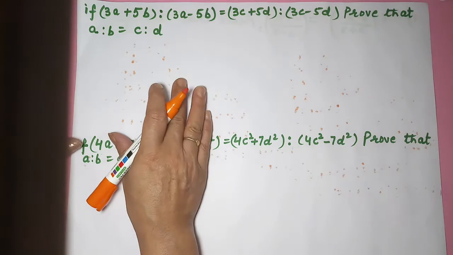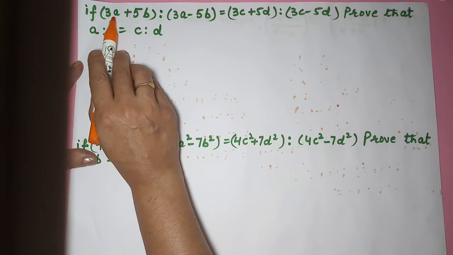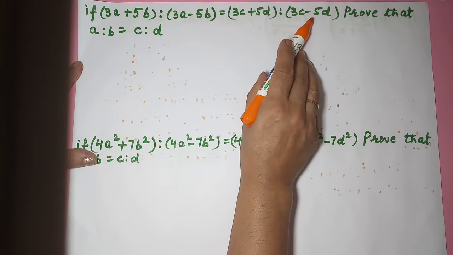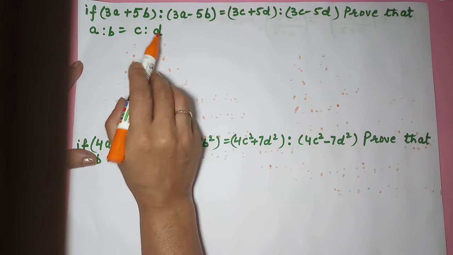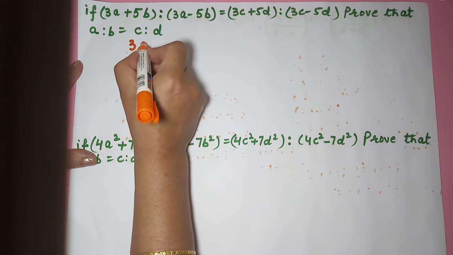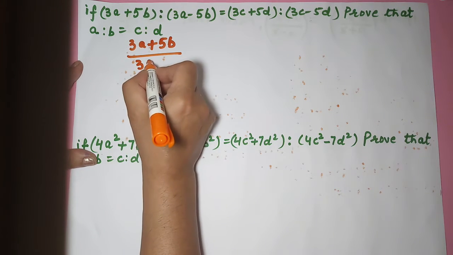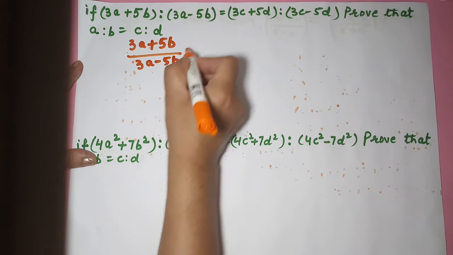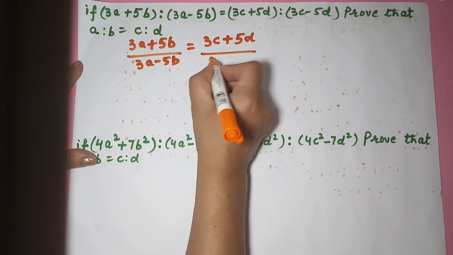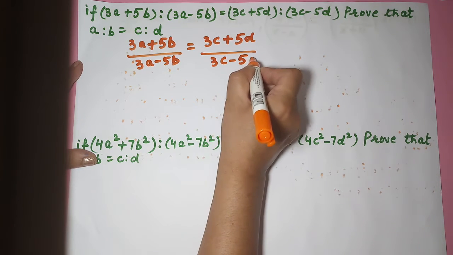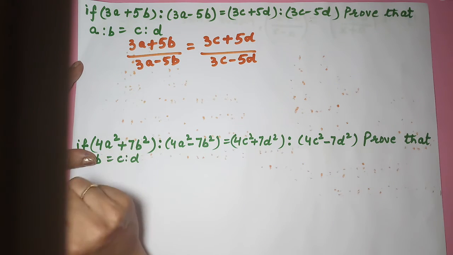Let's try one more question. In this question, we are already given something like this, right? And we have to prove that A is to B is equal to C is to D. Now, let me write what is given. 3A plus 5B upon 3A minus 5B is equal to 3C plus 5D upon 3C minus 5D. Now in this question you will learn how componendo and dividendo makes our calculations easier.